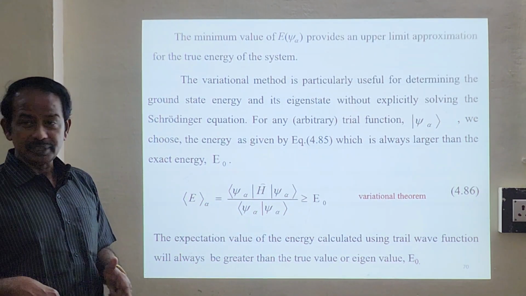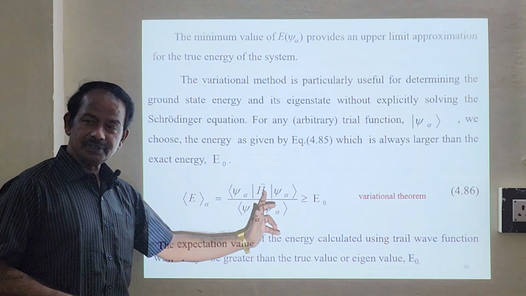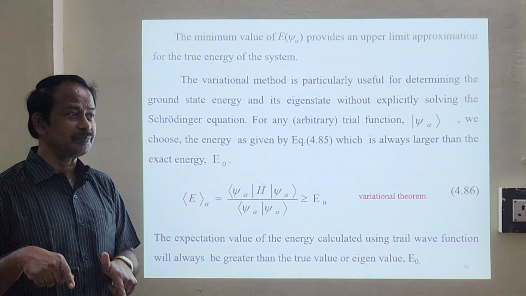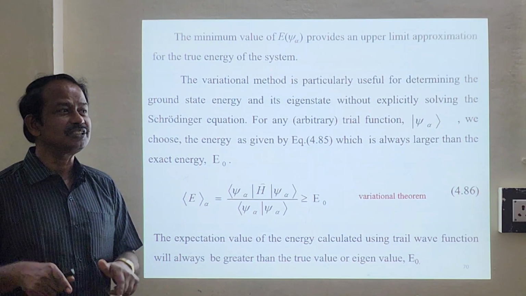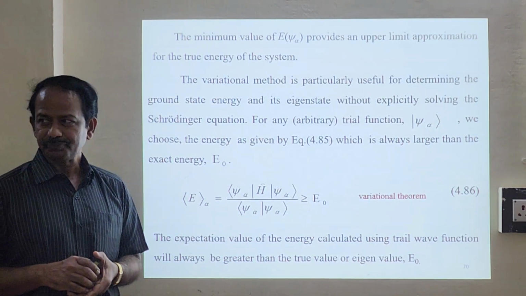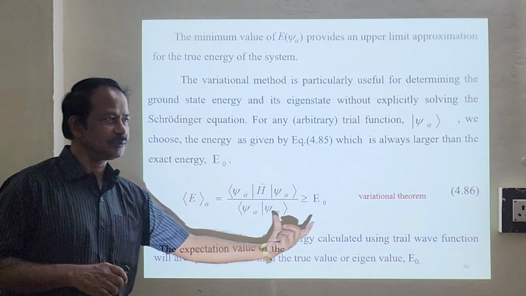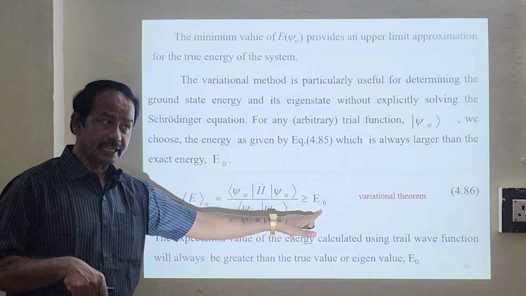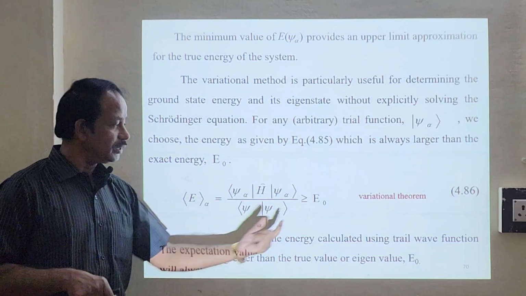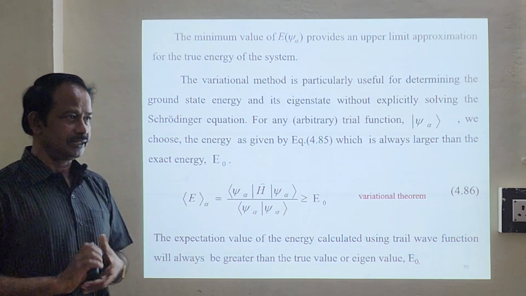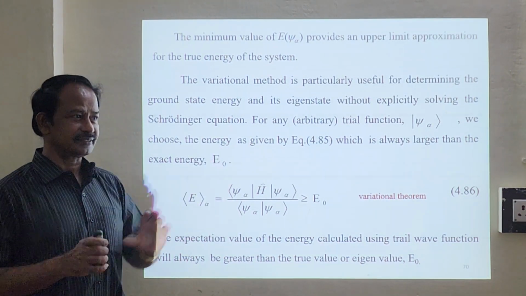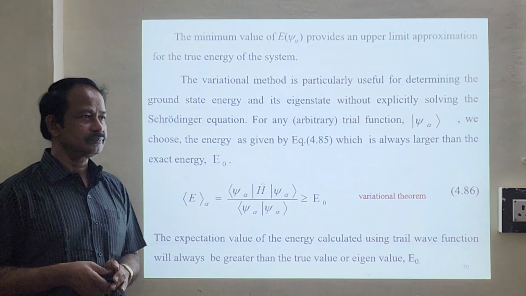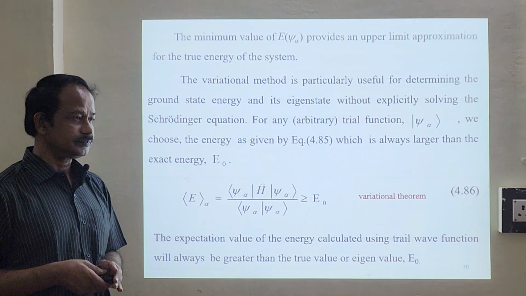Suppose we choose the wave function in such a way that the chosen wave function and the actual wave function are the same, then the energies will be equal. If the wave functions for the chosen one and the actual one are the same, then both energies will be equal, or otherwise it will be greater. So this theorem is called the variational theorem. It's the variational principle, the variation method.